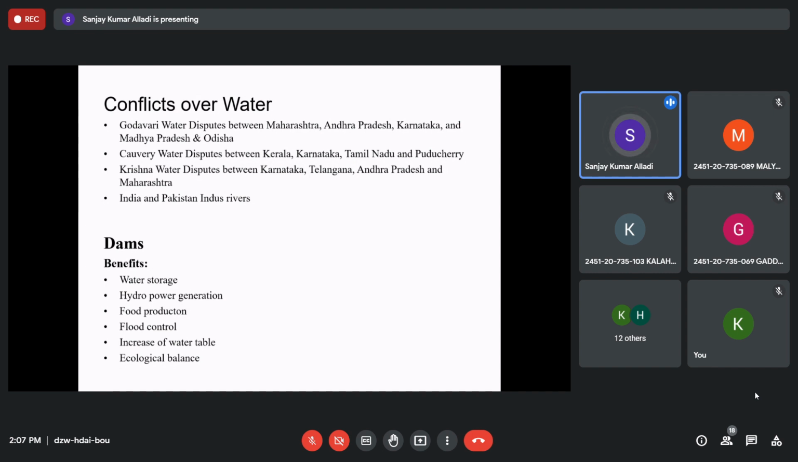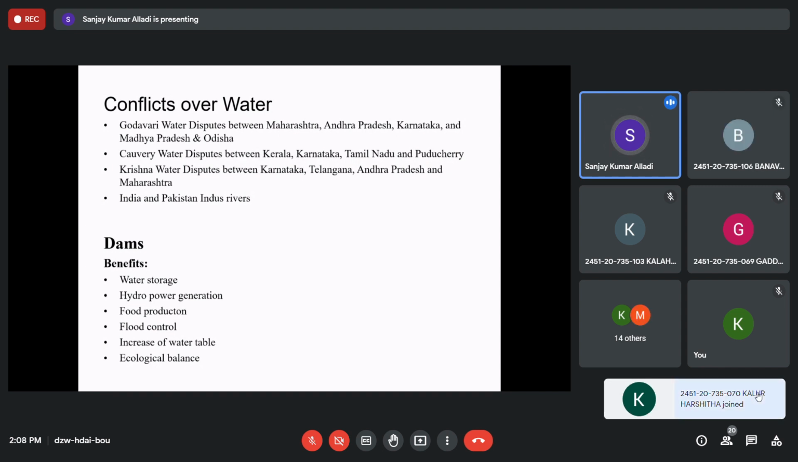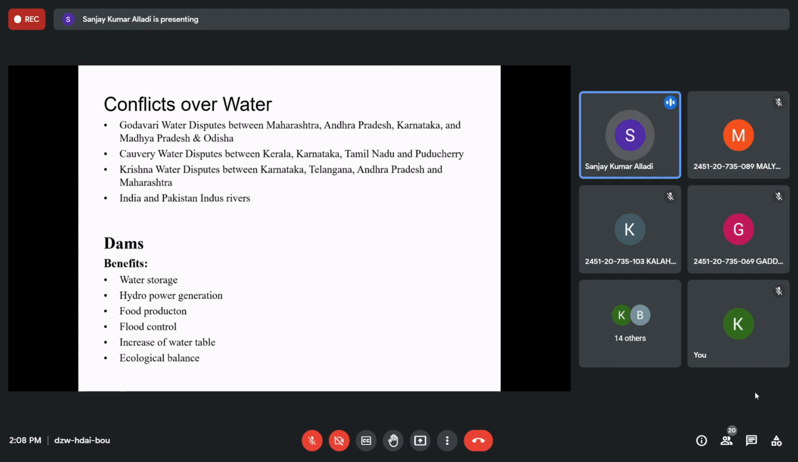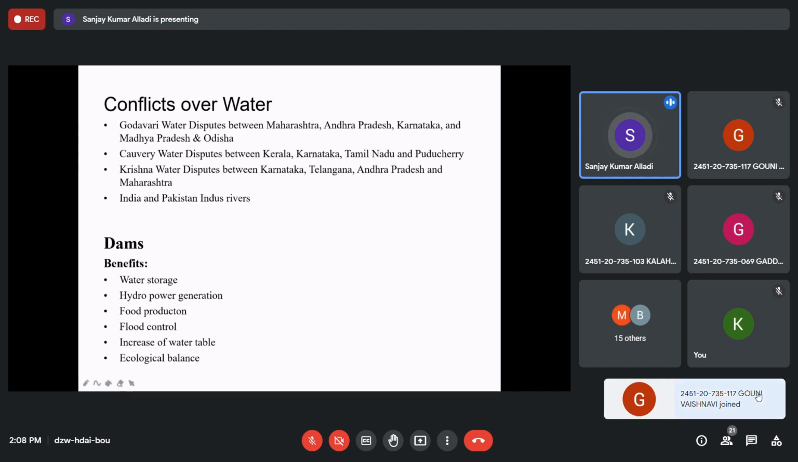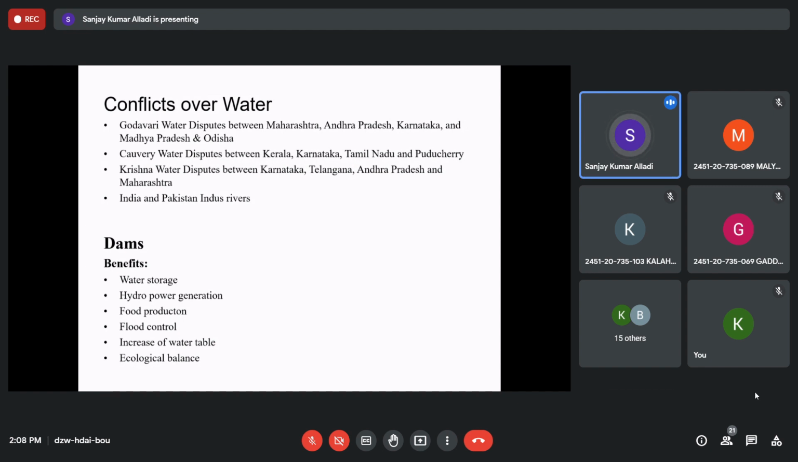So in the problems we'll discuss. Increases water table, because the surrounding area water is stored, that stored water will seep and percolate into the surrounding grounds, and the groundwater table increases. This will also cause a problem, we'll discuss that. Then ecological balance, due to good growth of plants and trees and habitation in the surrounding areas of that reservoir, because of increased groundwater table and soil moisture, right?